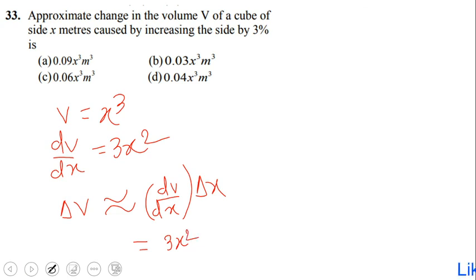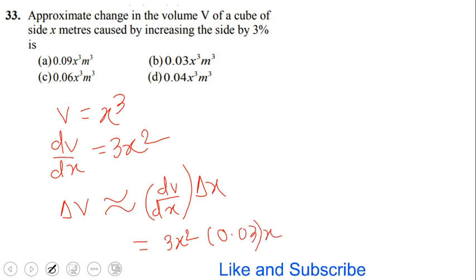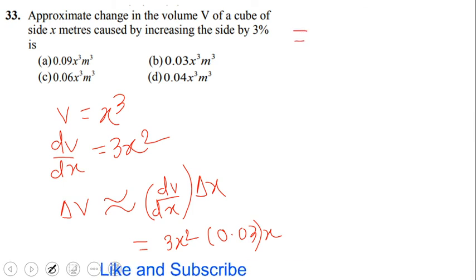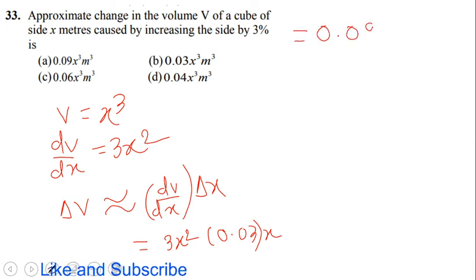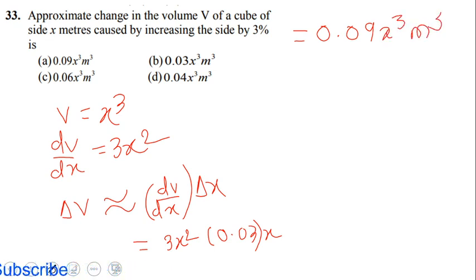Here dV upon dx is the differentiation, we know this one, so it is 3x square into delta x, the change in the value, which is 3%. 3% means 0.03 into x here. So simplifying this one, we get 0.09 x cube meter cube here. So option A is the right answer here. So like this we have to simplify.